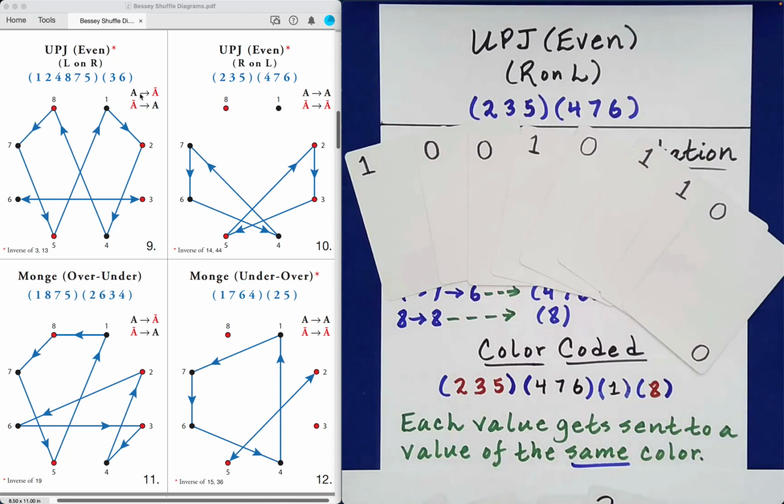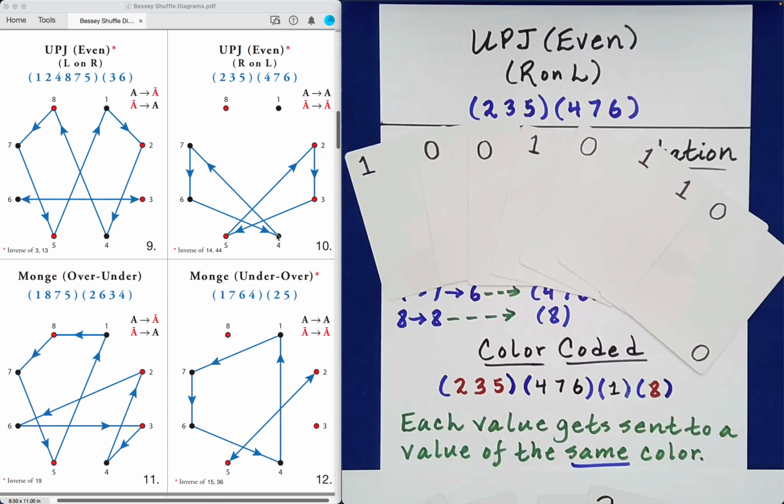And if we look at our graph here, top row on the right, this is the Bessey shuffle diagram that goes with an even up jog in which we stack the right pile on top of the left. We can see our fixed points right here, 1 and 8, they don't go anywhere. And then 2, as we can see here, gets sent to 3, 3 gets sent to 5, 5 gets sent back to 2. So we have a little 3 cycle. We also call that an orbit.